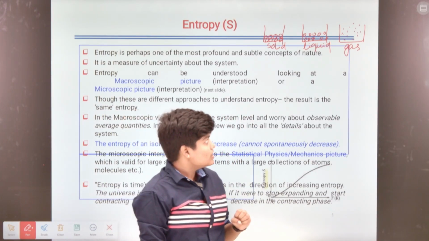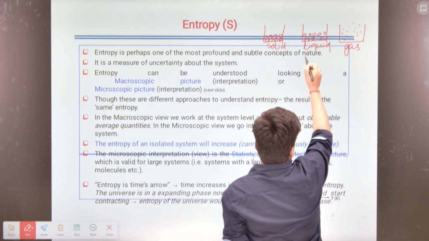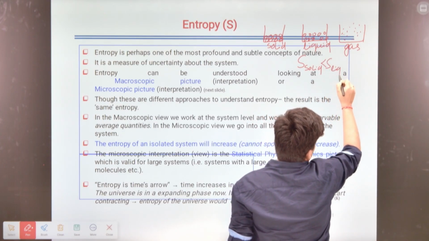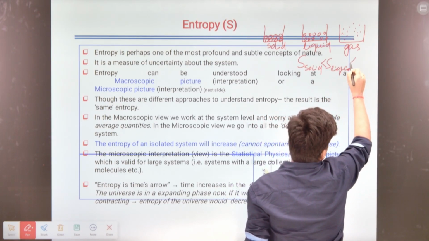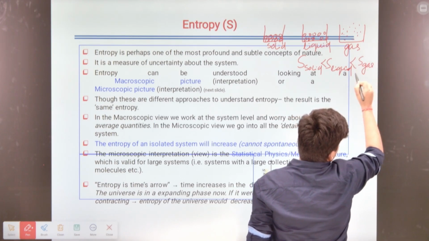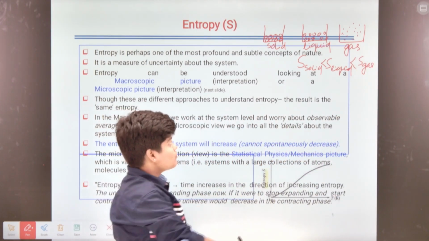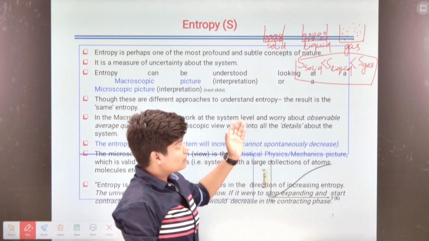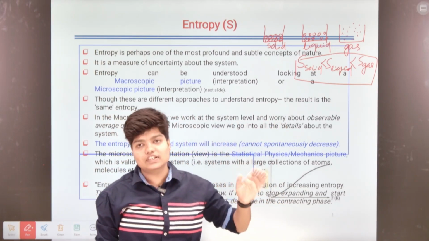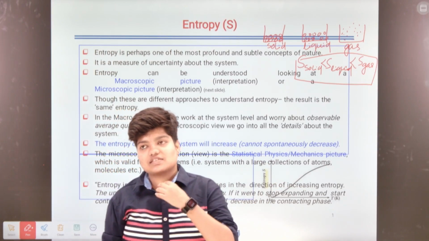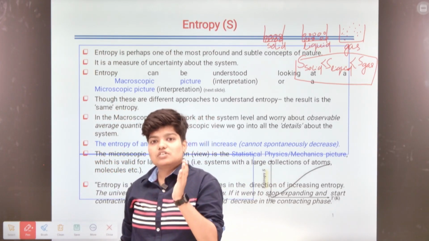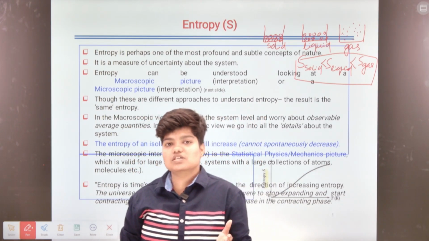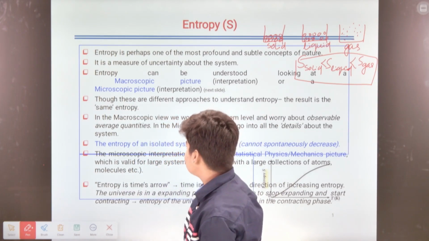more. So we can say the entropy S of a solid is less than that of a liquid, which is less than the entropy of a gas. This relation shows that the entropy of a gaseous compound is more than that of a liquid, and more than that of a solid, because in a gaseous compound the uncertainty, meaning the disorderness, is more, so the entropy is more. That is, entropy is nothing but the disorderness of any system.